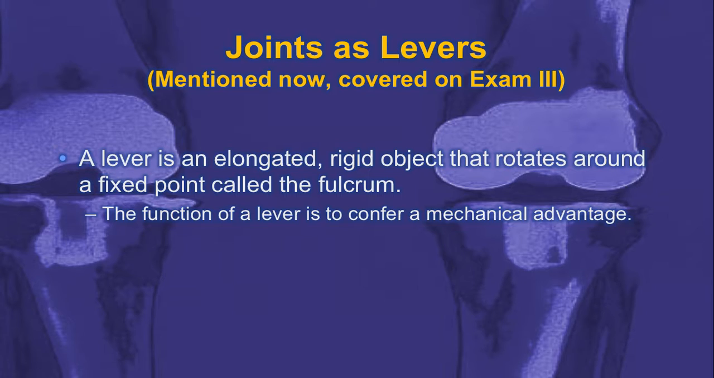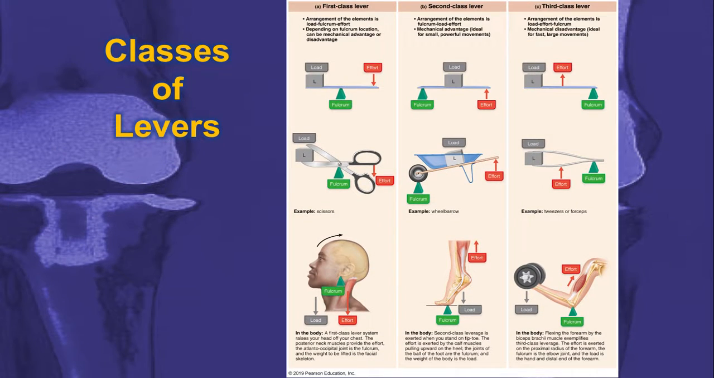Isn't it great? Now, it also tells us that the function of the lever is to confer a mechanical advantage. So it's to make our effort better than what it was without the lever. So it makes our muscles work better than it would without it. So we need joints. We need levers. There are 3 classes of levers: Class 1, Class 2, and Class 3, or first class, second class, and third class.